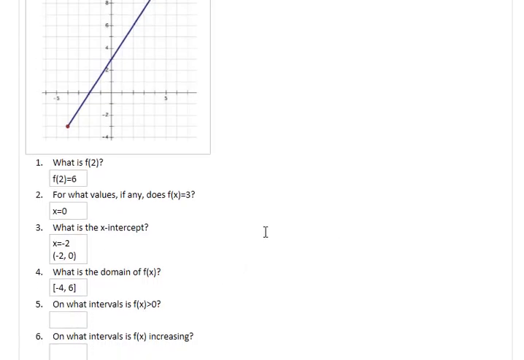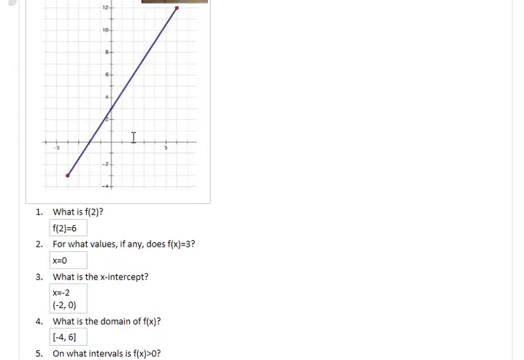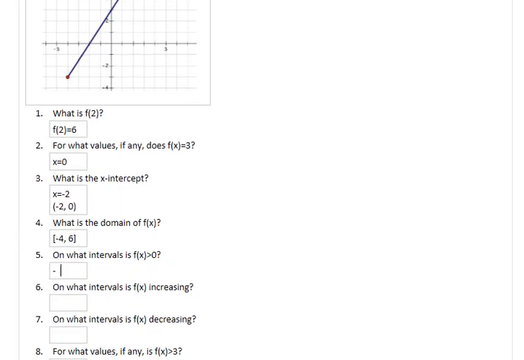Next question, on what intervals is f of x greater than 0? Now, remember that f of x in this case is really just a fancy term for our y. We're looking for when our y coordinates are positive, which is above the x-axis. That happens basically from here up. That happens at -2 and goes all the way out to 6.